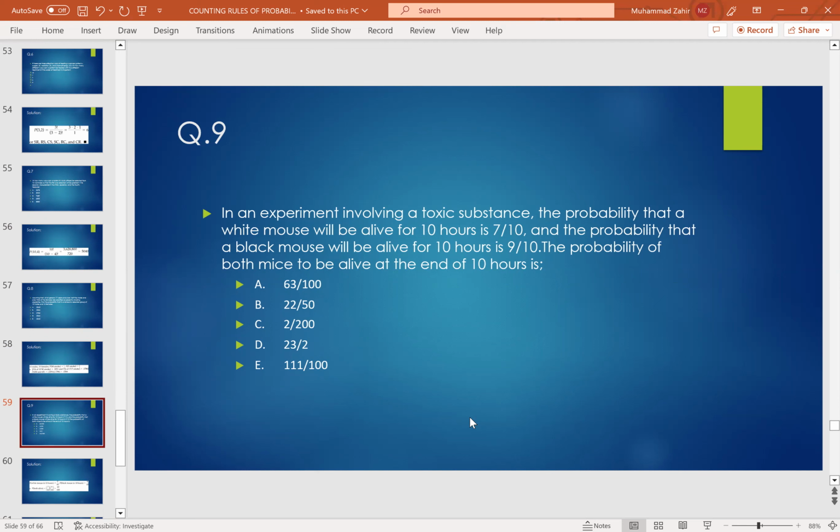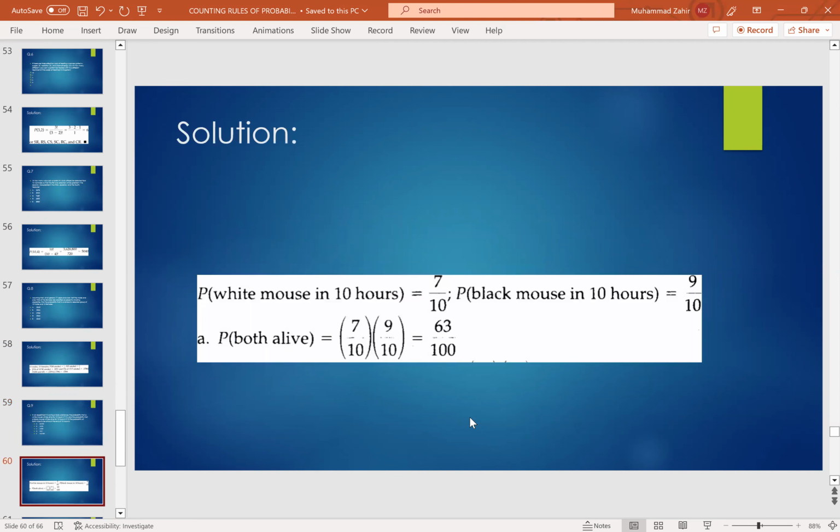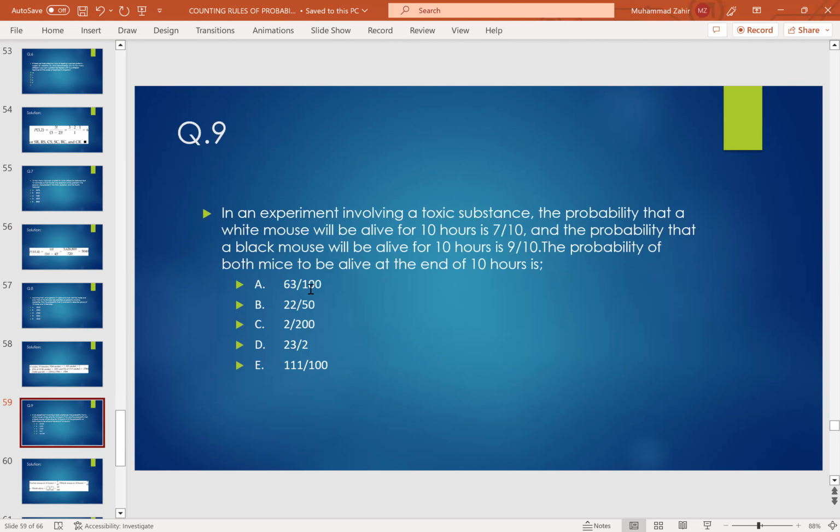The options are given, and the solution is white mouse in 10 hours is 7 times 10, and black mouse is 9 of 10. It is given. So the probability of both will be alive, we will put them in the formula and we'll divide them. It is 63 by 100. So option A is correct.